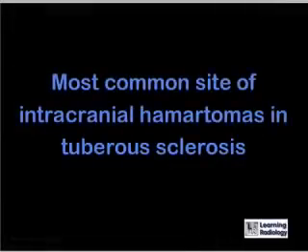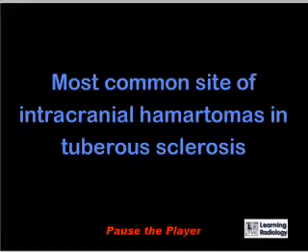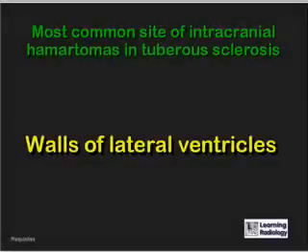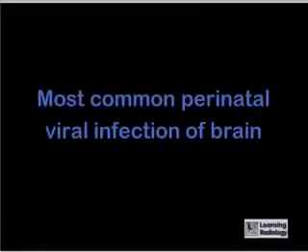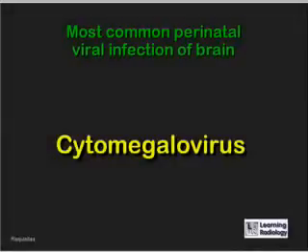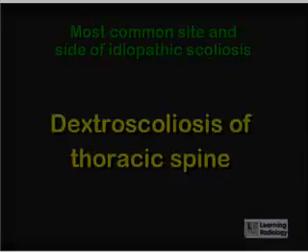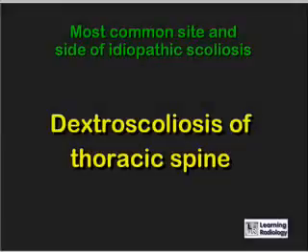What is the most common site of intracranial hamartomas in tuberous sclerosis? The walls of the lateral ventricles. What is the most common perinatal viral infection of the brain? Cytomegalovirus. What is the most common site and side of idiopathic scoliosis? A dextroscoliosis of the thoracic spine.